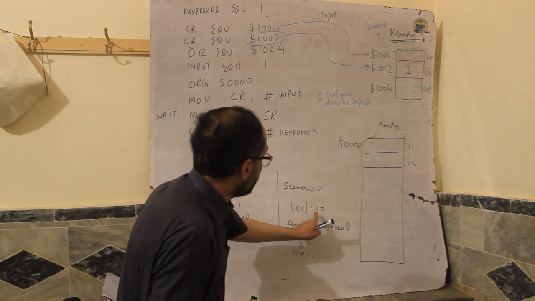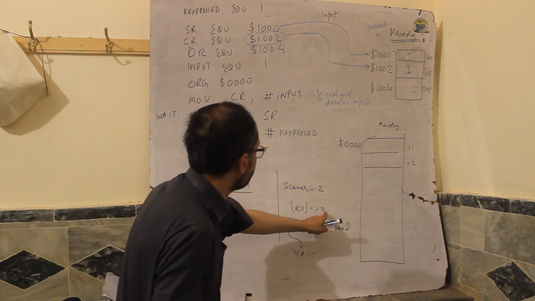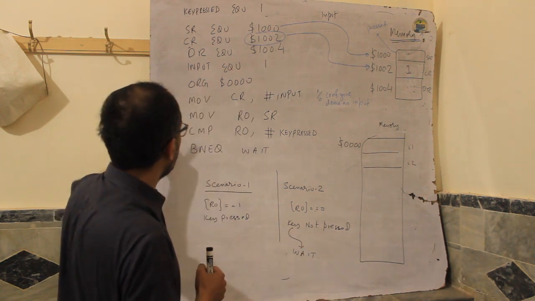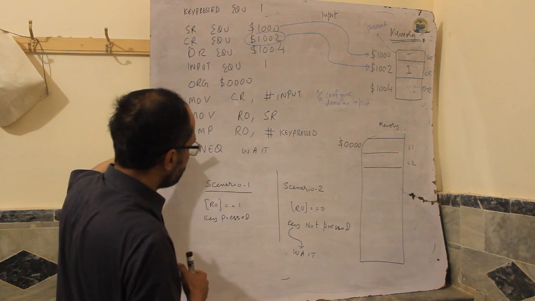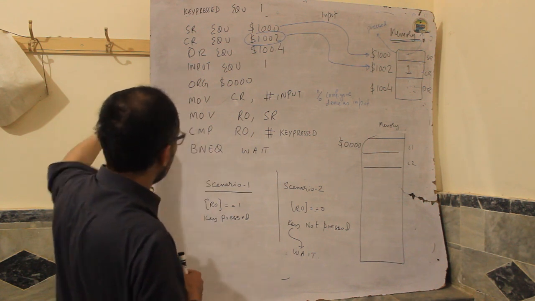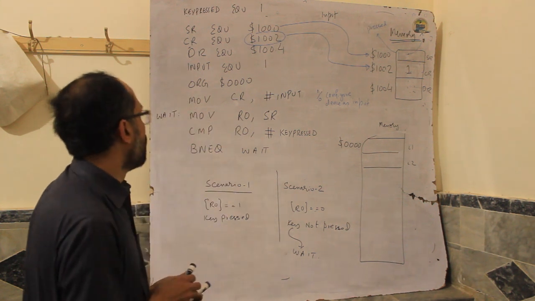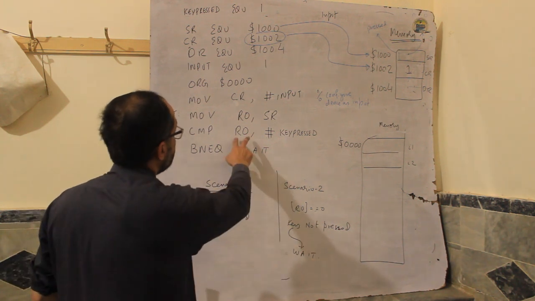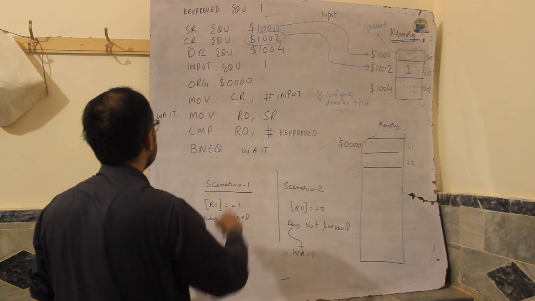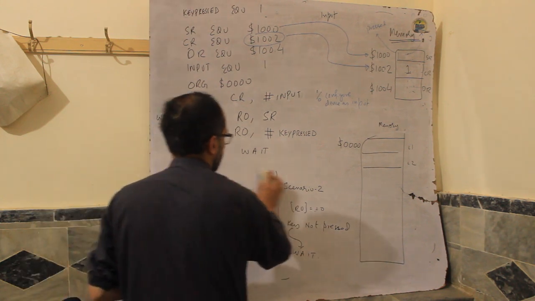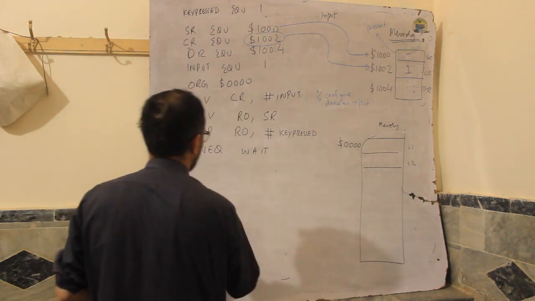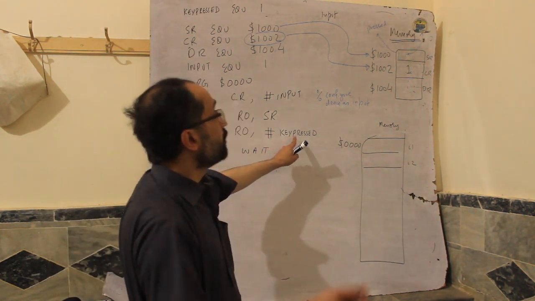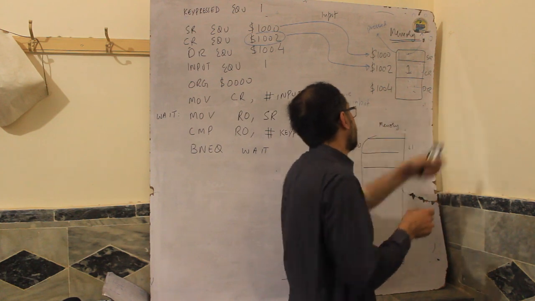So when R0 is equal to 0, it means that the key has not been pressed. So if it's not equal, it has to wait in this loop indefinitely for a very long interval of time. However, when R0 is equal to 1, it means that they are equal, so the condition will be false, and now we have to move the register. So when the key has been pressed, the value of the key pressed will be moved into the data registers.